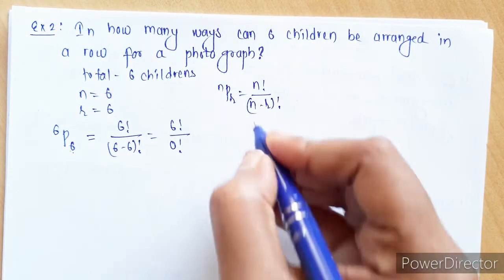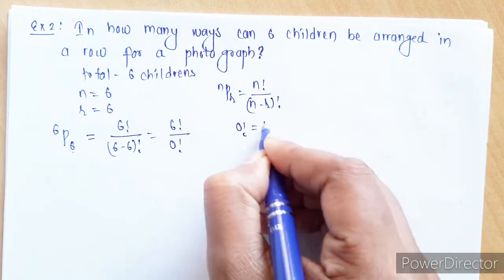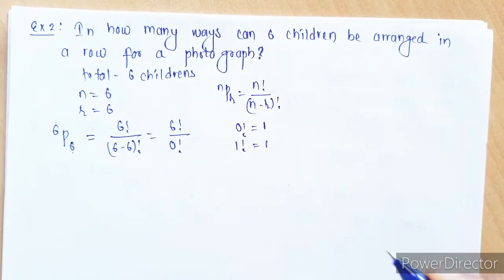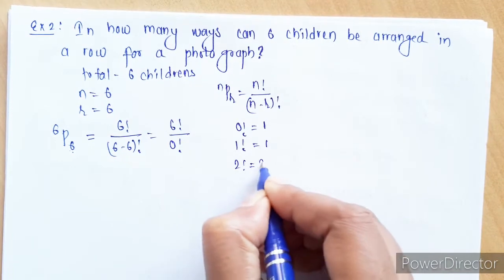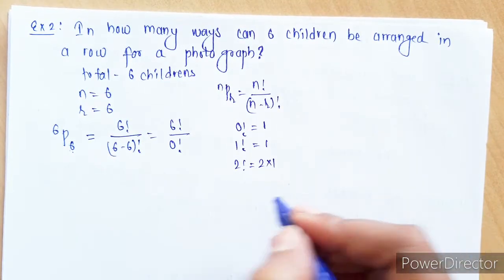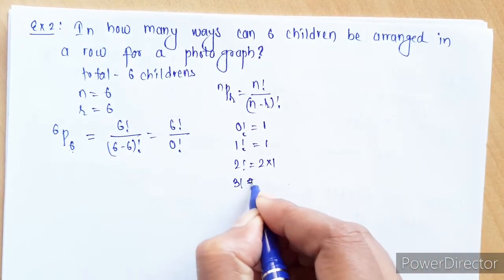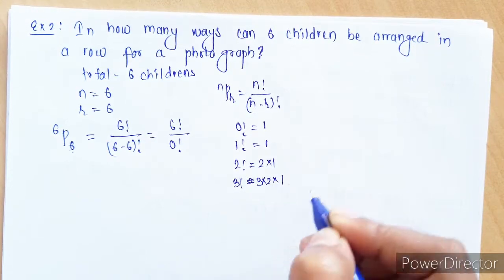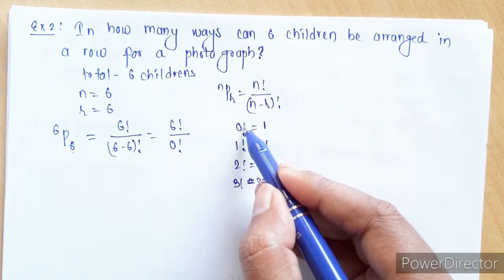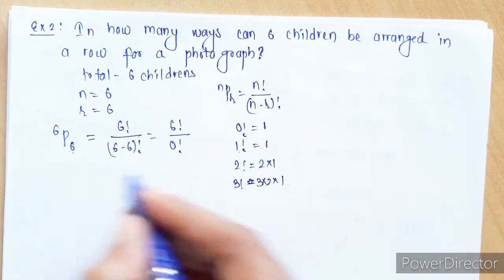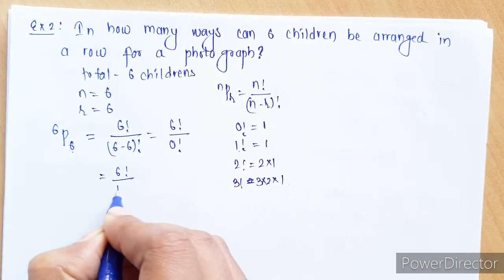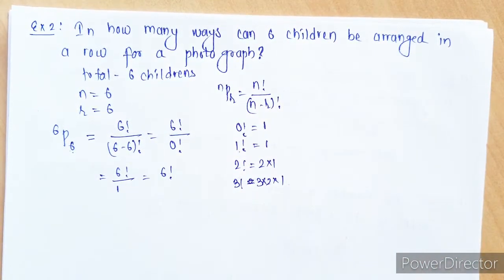Now 0 factorial is nothing but 1. 1 factorial is also 1. 2 factorial is 2 into 1. 3 factorial is 3 into 2 into 1. Just remember that 0 factorial as well as 1 factorial is 1. So this is going to be 6 factorial upon 1, which is nothing but 6 factorial, which you can expand.